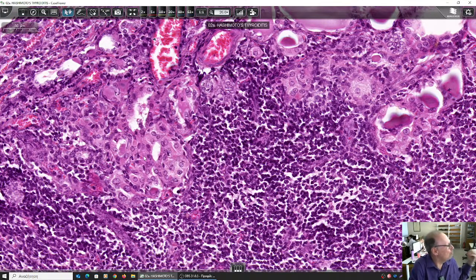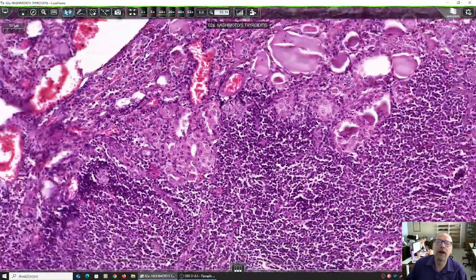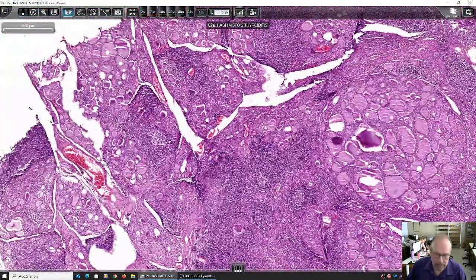So this is some sort of metaplasia from the follicular cells. They have become oncocytes, Hürthle cells. This is oxyphilic metaplasia. And this is a hallmark of Hashimoto's thyroiditis.